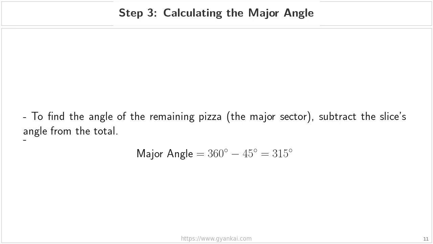Step 3. Calculating the major angle. Now, let's put everything we've discussed into practice to find the angle of that remaining portion of the pizza. To find the angle of the remaining pizza, which we've identified as the major sector, you simply need to subtract the angle of the slice you took from the total degrees in a full circle. Mathematically, we express this as the major angle equals 360 degrees minus 45 degrees, which gives us a result of 315 degrees. This calculation confirms exactly how much of the circular area is left in the box.